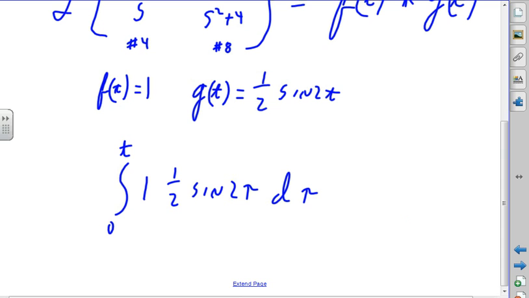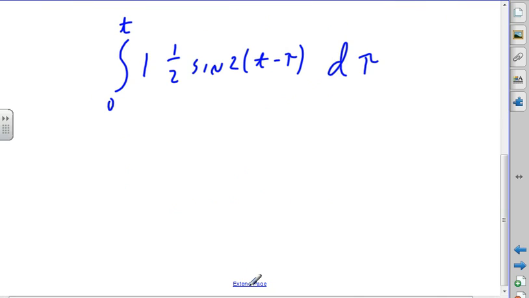And no, it's not. We're just hoping it was that. 2t minus tau d tau. All right, so that's what the convolution is from page 297. Okay, so that's what we have to do.